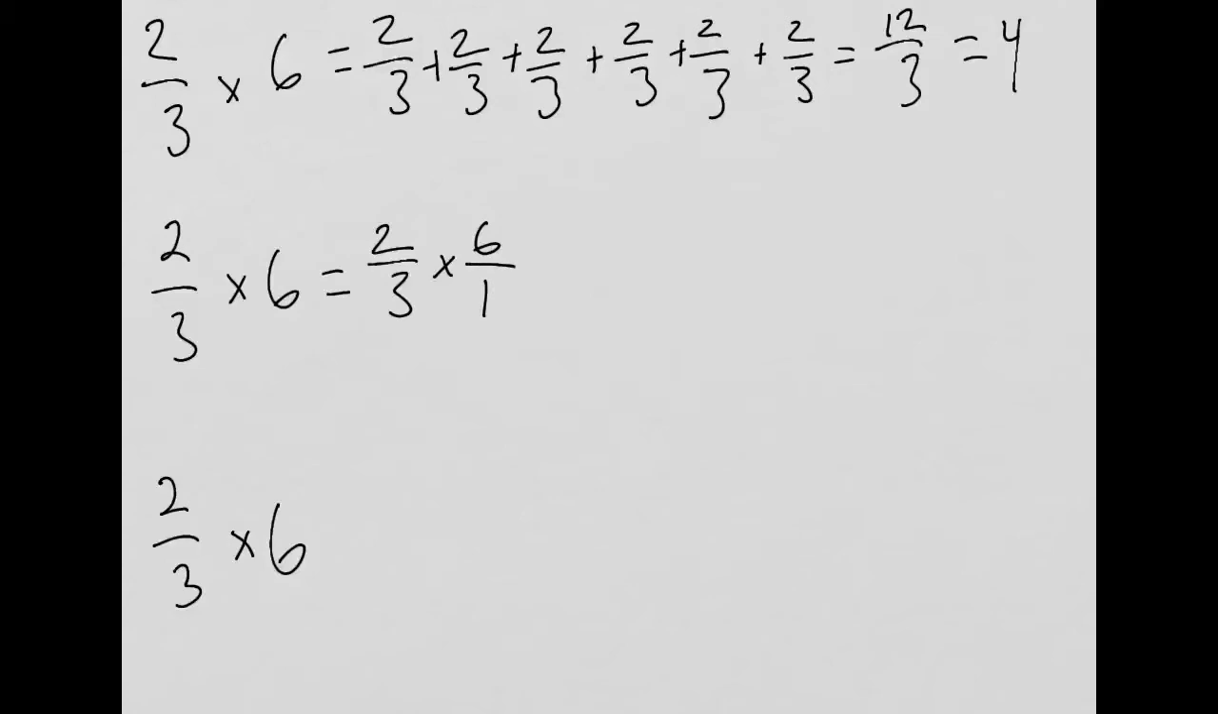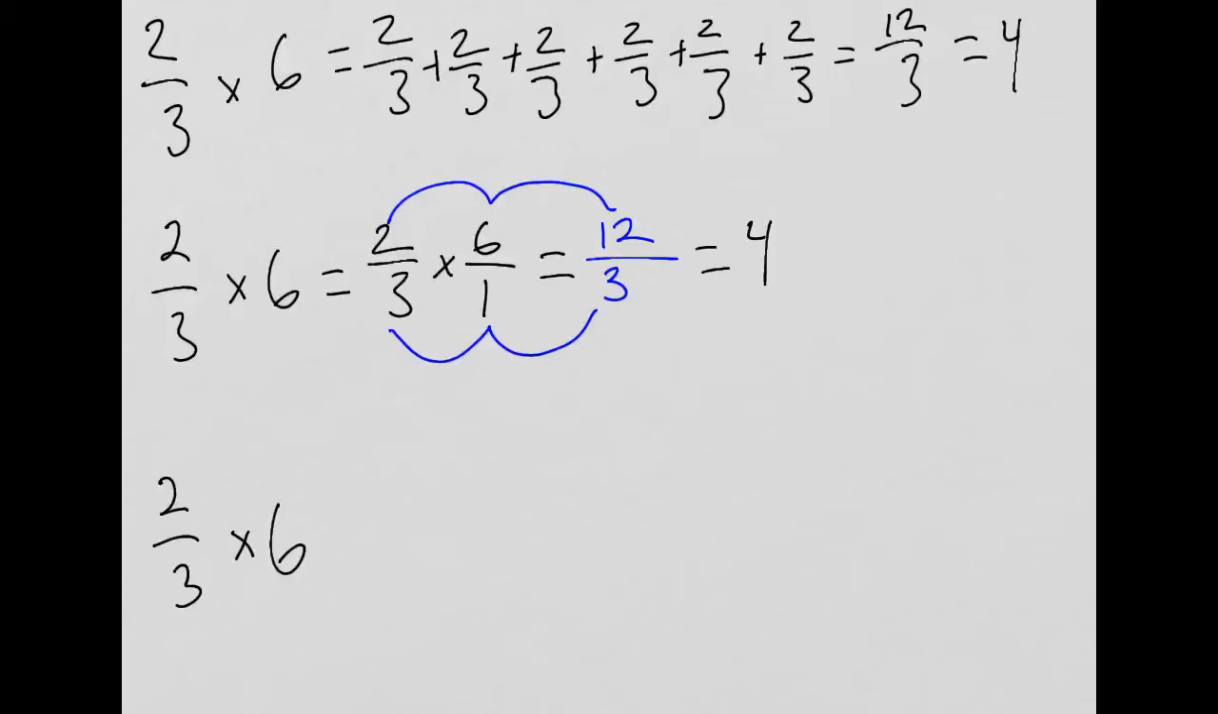Now that I have 2 fractions, I can multiply them together by multiplying them straight across. I can do 2 times 6, which is 12. And I can do 3 times 1, which is 3. Once I get 12 thirds, I can get 4 as my answer. So when you multiply fractions, you can just multiply straight across.